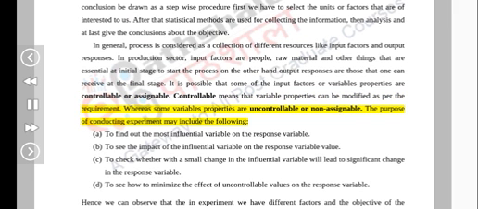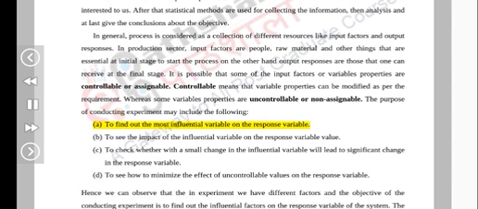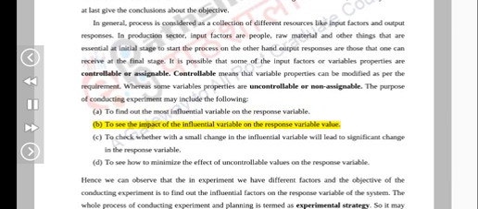The purpose of conducting an experiment may include the following. A. To find out the most influential variable on the response variable. B. To see the impact of the influential variable on the response variable value. C. To check whether a small change in the influential variable will lead to a significant change in the response variable. D. To see how to minimize the effect of uncontrollable values on the response variable.